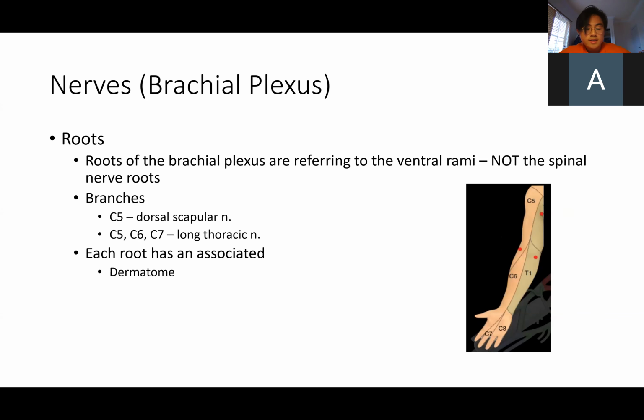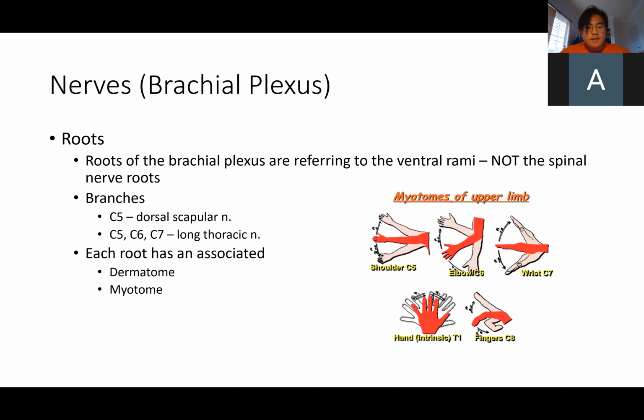Now, each root has an associated dermatome. So what's a dermatome? A dermatome is an area of sensation that is associated with a particular spinal cord level. Okay, so an area of sensation associated with a particular spinal cord level. So what that means is anything you sense over here goes back to the C5 spinal cord level. And dermatomes are really, really important, especially when you do clinical skills of the upper limb. So this is really, really important to know.